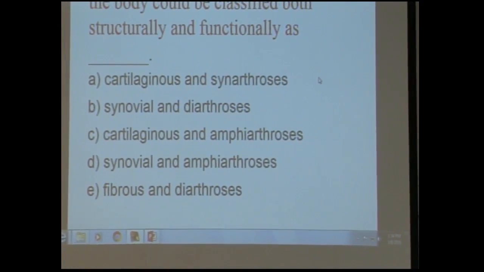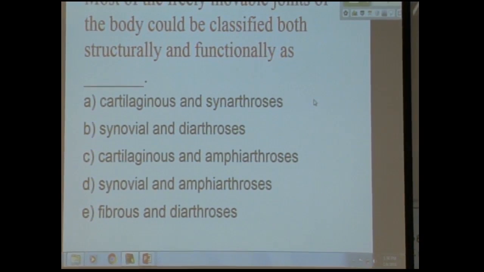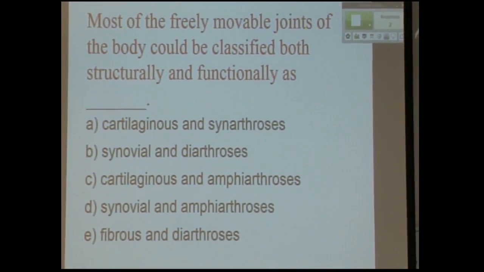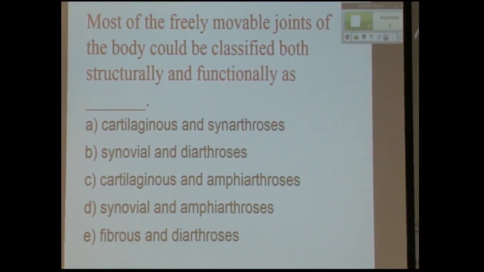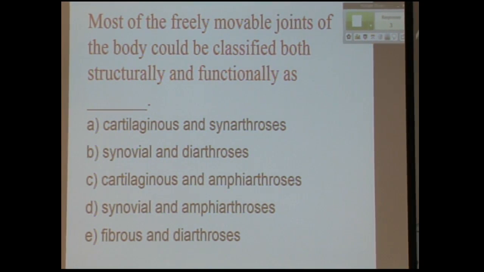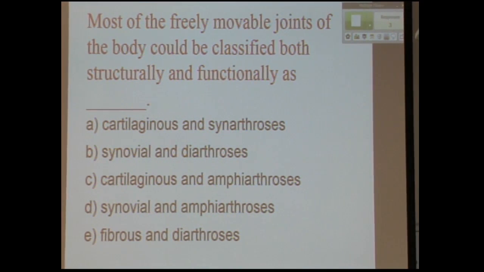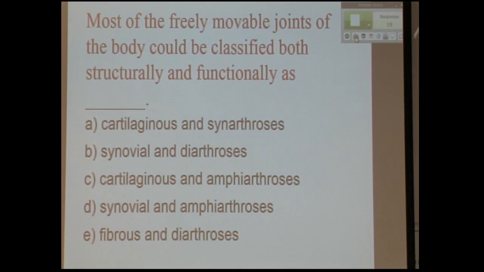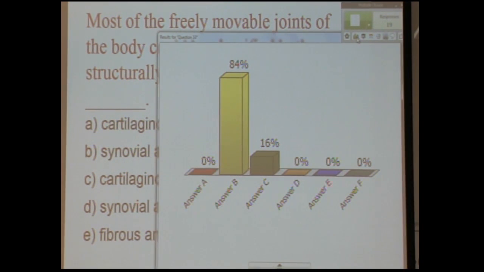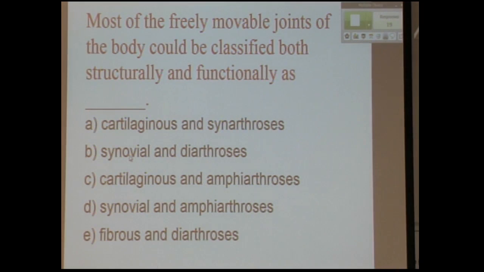All right, so most of your freely movable joints would be classified as blank and blank. All right, so B is exactly right, synovial and diarthrosis. So I have a quick check-in.